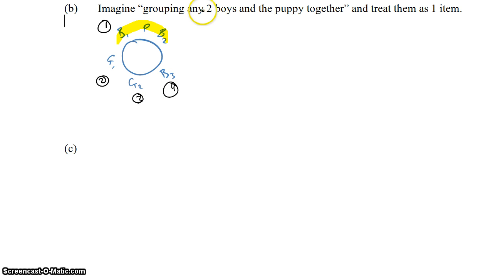So in total, how many ways can I do this? Well, we worked it out just before with this particular combination. We know that there's going to be 12 ways of doing it from part A. But then I ask myself, how many ways could I choose these 2 boys to partner the puppy? Well, from the 3 boys, I choose 2 of them. That's equal to 3, so I have 36 ways to group any 2 boys and the puppy together.